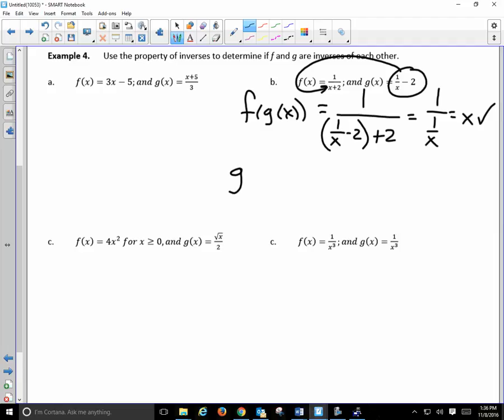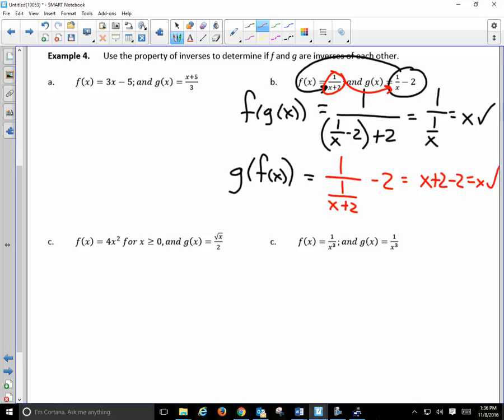Then we will do g of f of x. Remember, we got to do both ways because composition is not commutative. You can't just switch them around and have it all work out. So we could end up with something different. And so this time we will take f and we'll plug it in right there. So we have 1 over x plus 2 and then minus 2, which is x plus 2 minus 2, and I get x. Right?